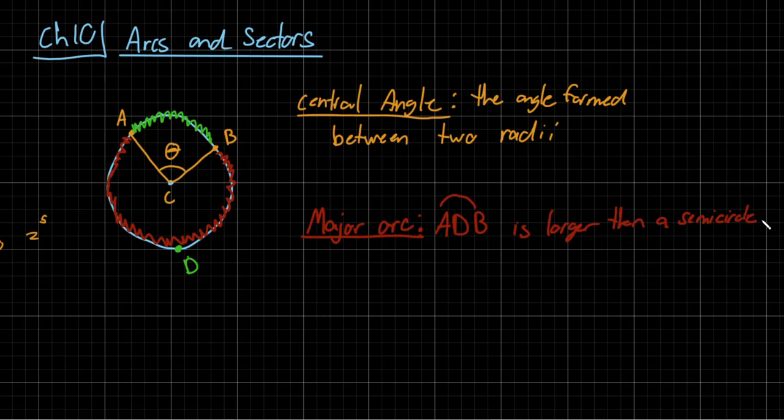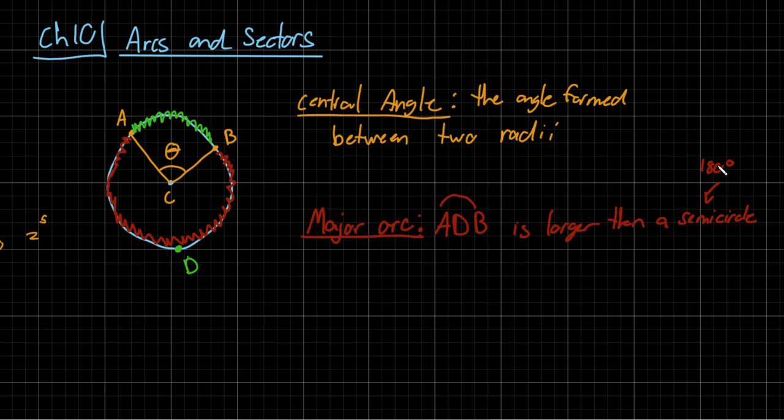Carson, how many degrees are in a semicircle? Yeah, 180. Vincent, how many degrees are in a whole circle? Yeah, 360. So half of 360 is 180. So a semicircle is half of a circle.